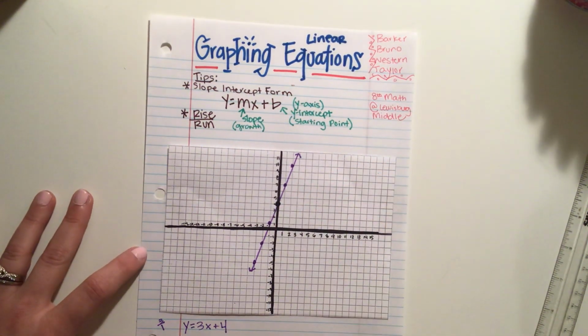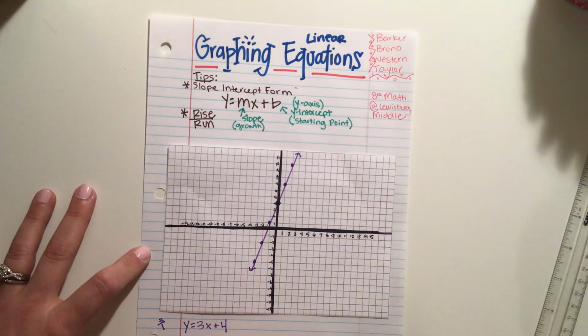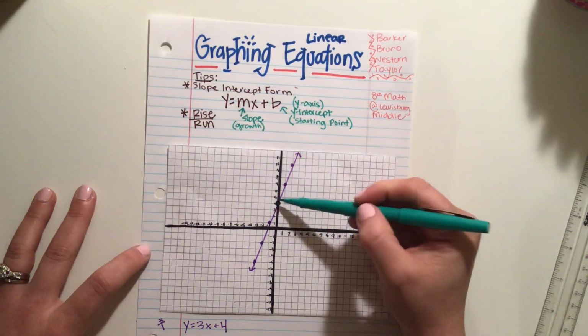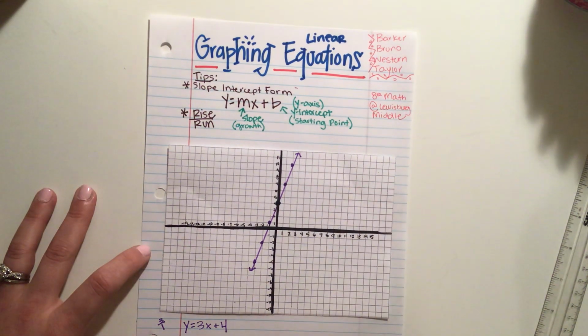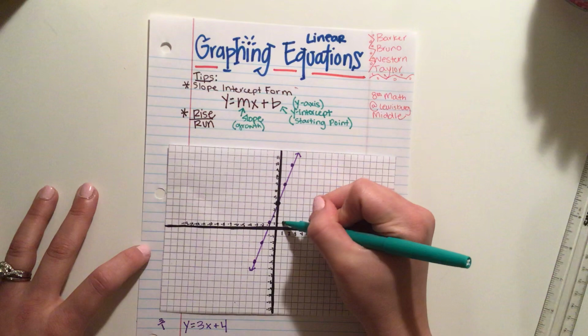Because it's a negative, how would you write negative 3 as a fraction so that you can rise over run? Well, that would be negative 3 over 1. That's your fraction. That's your rise over run. Instead of rising 3, because this is negative, you're going to drop 3 and run 1.